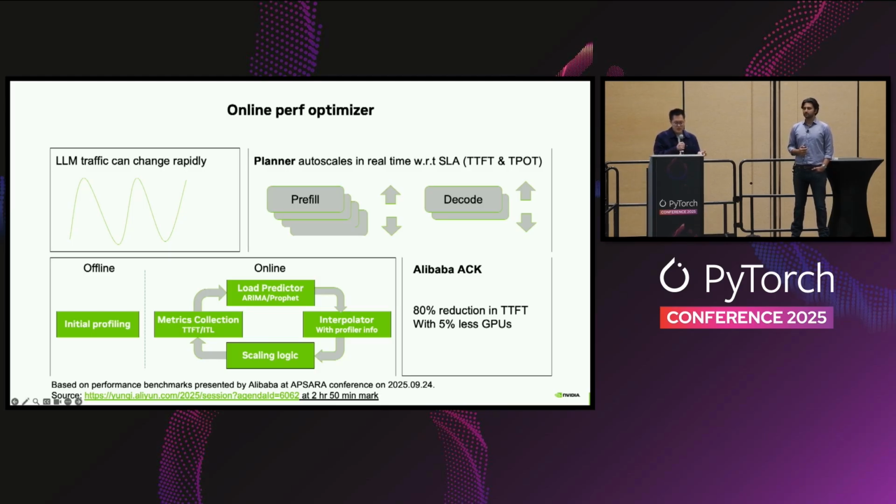We recently had our partner, Alibaba ACK team, announce performance benefits achieved with Planner at their Apsara conference. Alibaba ACK team was able to observe 80% reduction in time to first token while using 5% less allocated GPUs by testing Planner with their traffic.